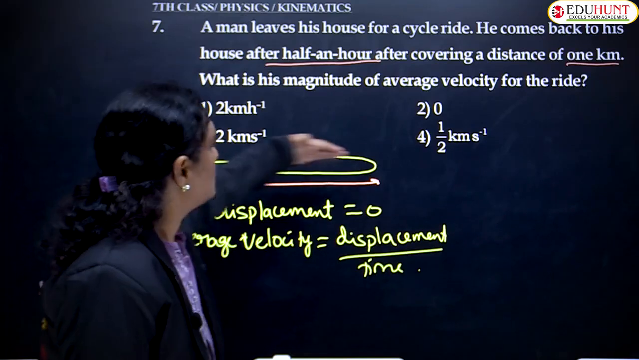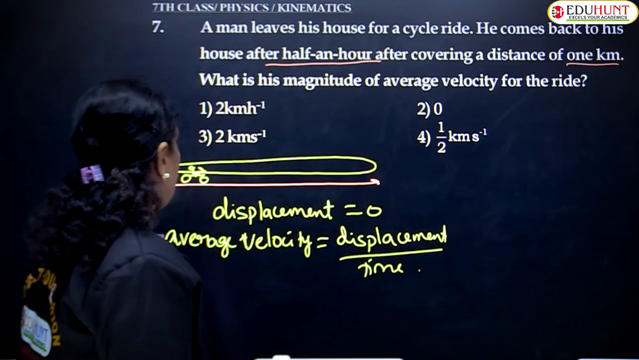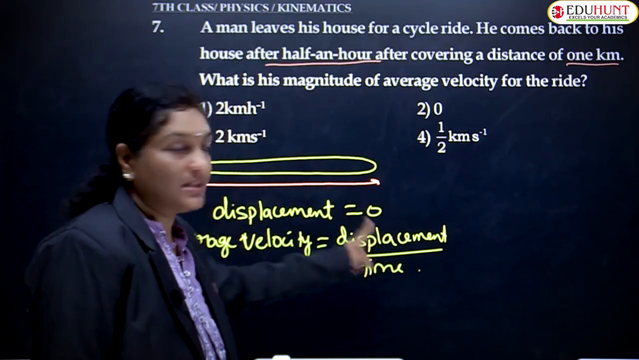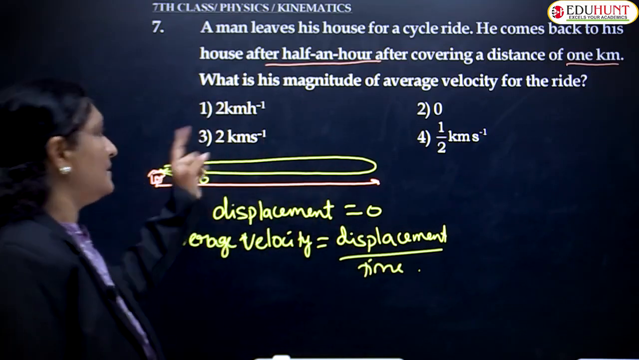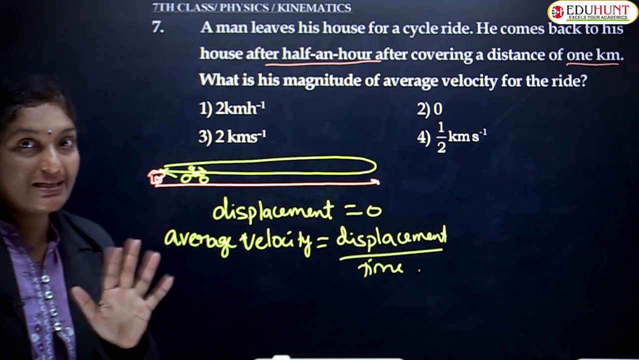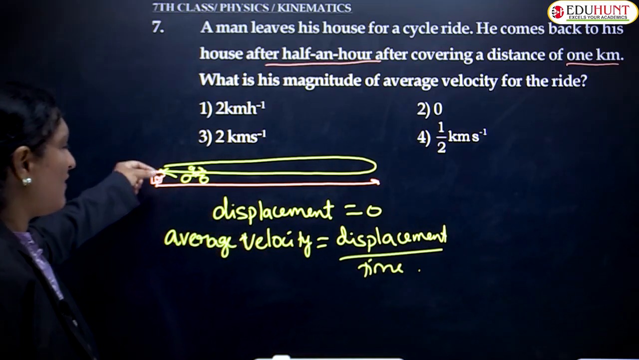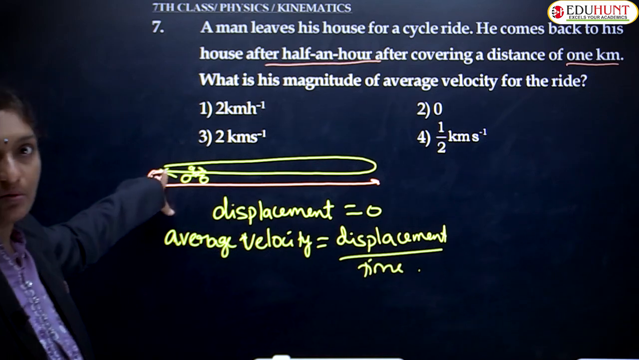So here he goes 1 kilometer, here he goes 1 kilometer. So if you calculate distance, it means 1 kilometer plus 1 kilometer, 2 kilometers of distance. But displacement is nothing but the length between the initial and final. Here is only the initial position, here only the final position.